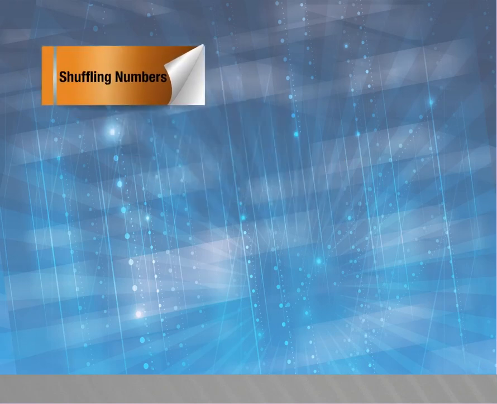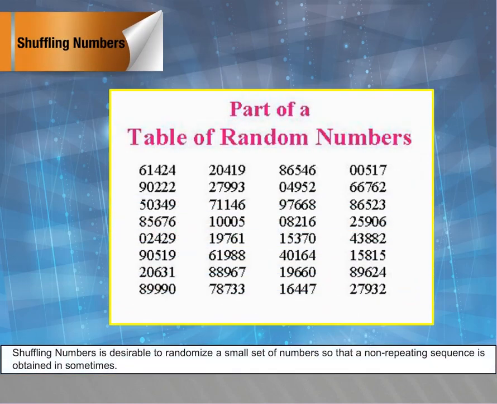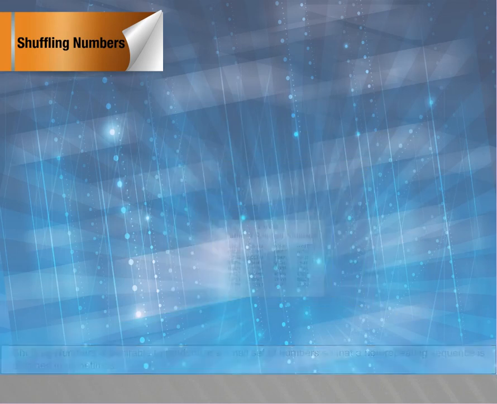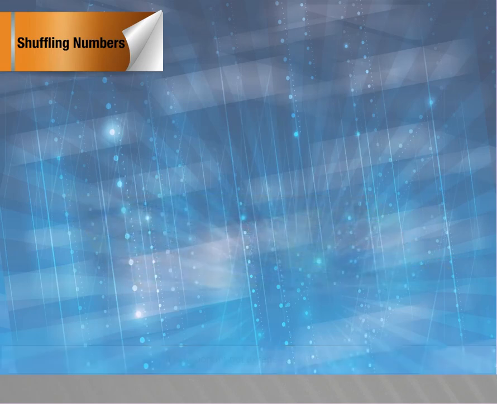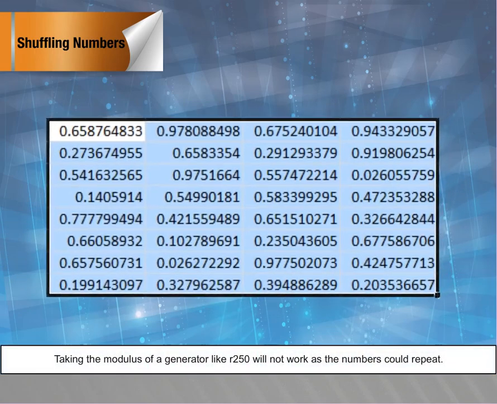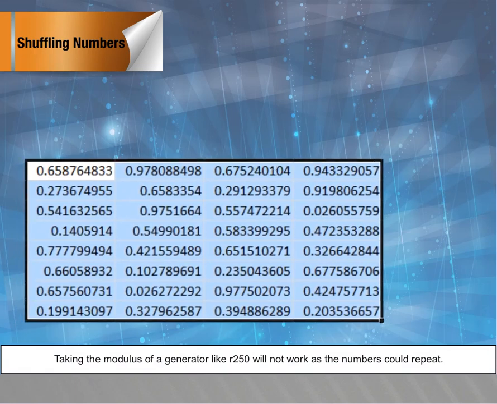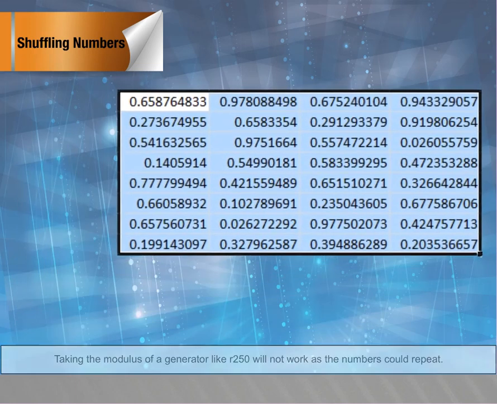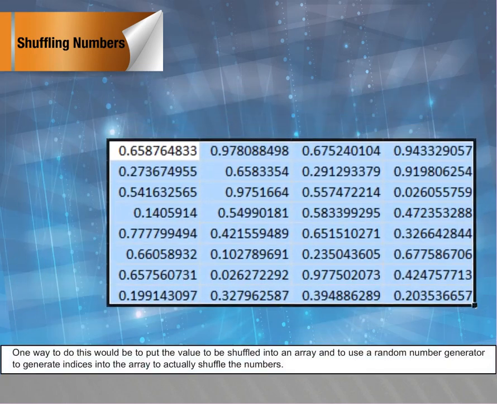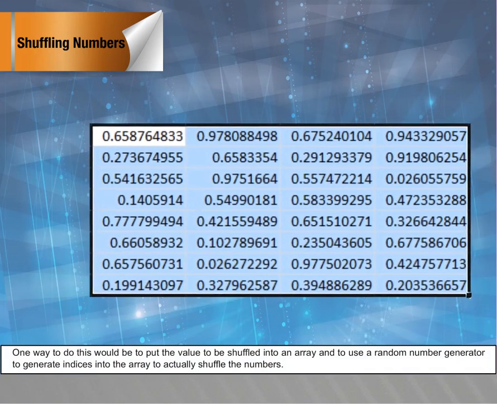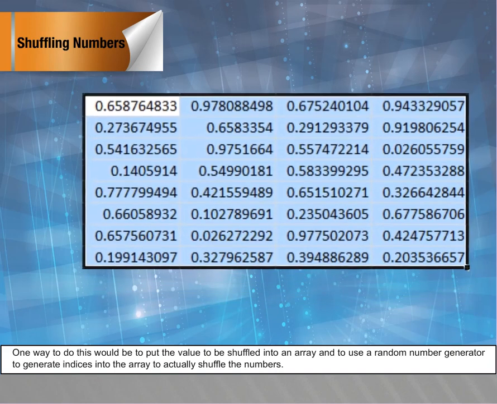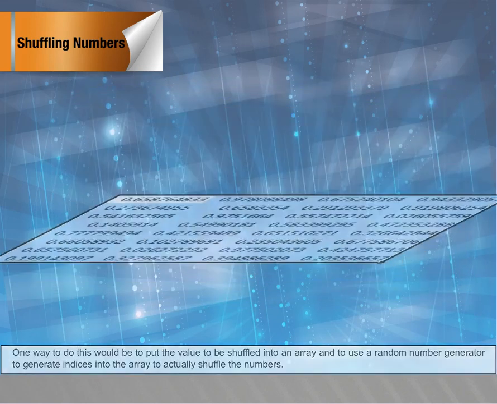Shuffling numbers. Shuffling numbers is desirable to randomize a small set of numbers so that a non-repeating sequence is obtained in some times. It is important not to repeat numbers. Taking the modulus of a generator like R250 will not work as the numbers could repeat. One way to do this would be to put the value to be shuffled into an array and to use a random number generator to generate indices into the array to actually shuffle the numbers.